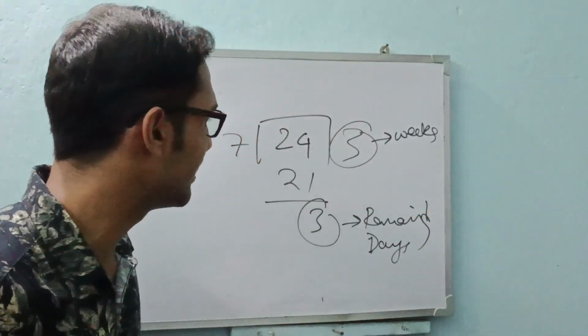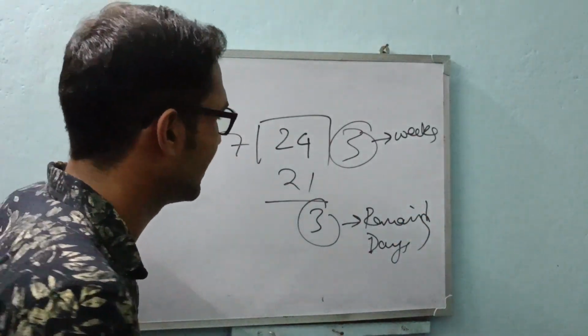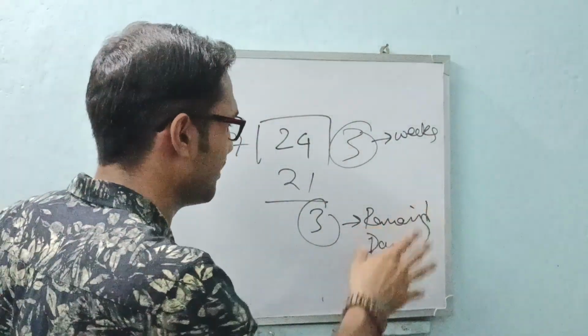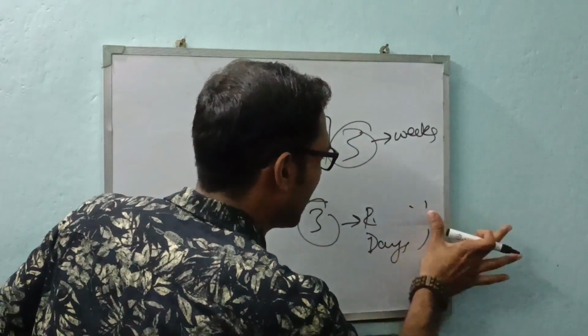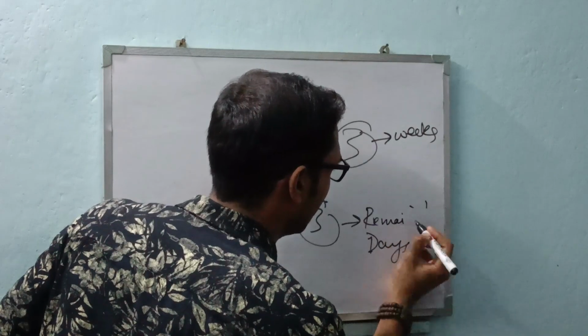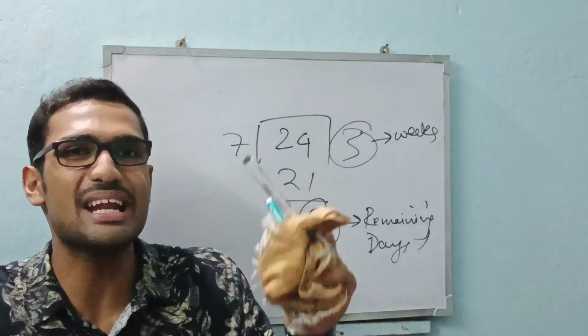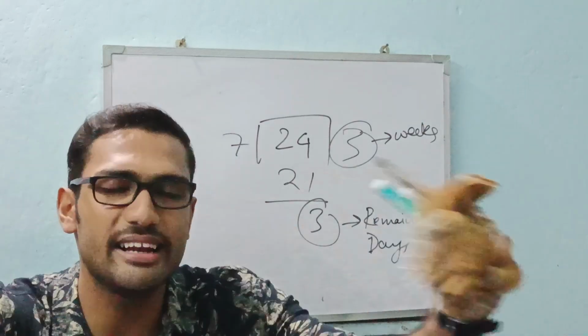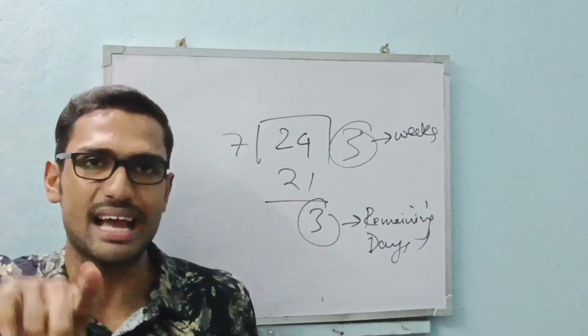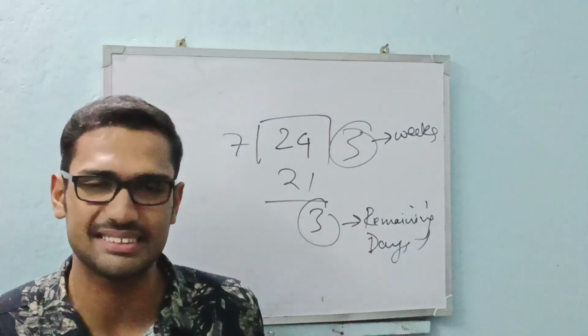Guys, please don't consider my spelling mistake. Please ignore my spelling mistake. So it's remaining. Okay, fine. Let me write it. Remaining. Okay, fine. So the remaining days are done. So the output is clear to you. I think it's 2 years, 9 months, 3 weeks, 3 days.